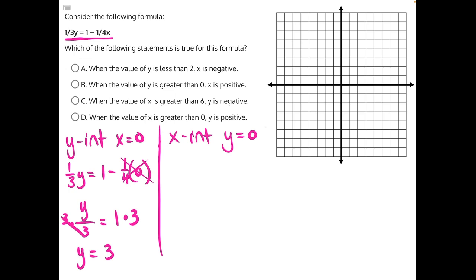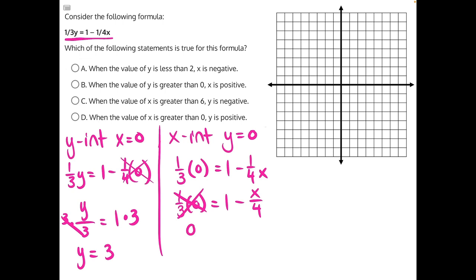Then for our x-intercept, we have 1/3 times y, which is equal to 0 this time, equals 1 minus 1/4 x. And again, I'm going to go ahead and multiply this 1/4 through to the x so that it's easier to do our final step. So we'll have 1/3 times 0 equals 1 minus x over 4. Now we can start to simplify. 1/3 times 0 is just 0. That's equal to 1 minus x over 4.